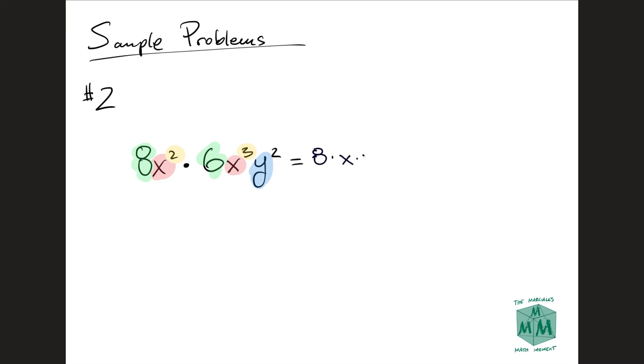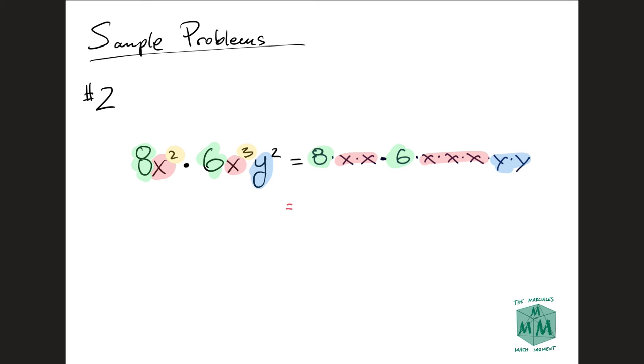I have 8 times x times 6 times x times x times x times y. Let's group our similar bases together, shall we? I'm going to color code them like I did earlier for consistency, okay?